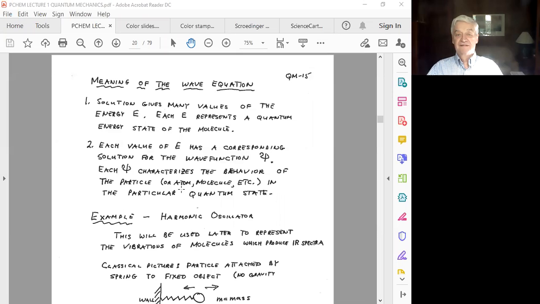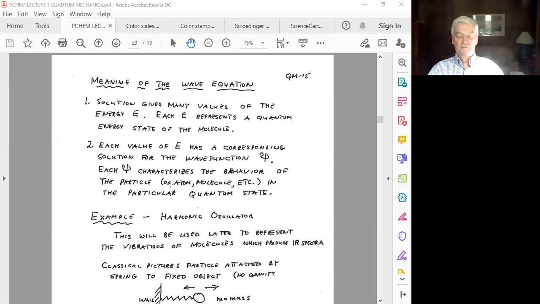Okay, I'll try now to give you some more sense of what we learned from the wave equation. The solution gives us many values of the energy E. Each E represents a quantum energy state of the molecule. Any other value that does not come out of the Schrodinger solution does not work, and the molecule or atom or whatever system we're talking about, which might be a free electron, cannot have any other energies. And so each of these energies is called a quantum. It's a quantum amount of energy.